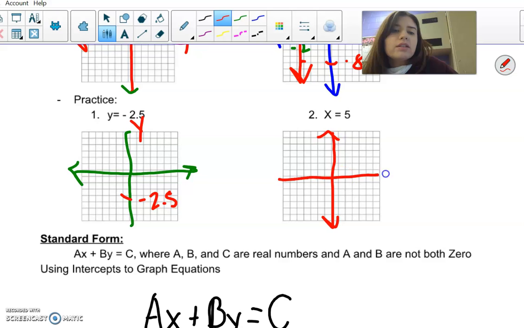So when you get to this second practice problem, you're going straight to the x-axis, x equals 5: 1, 2, 3, 4, 5. Draw on your dot and your vertical line.